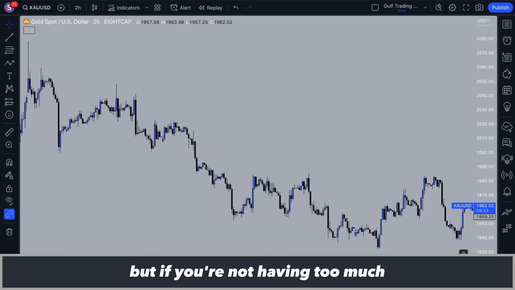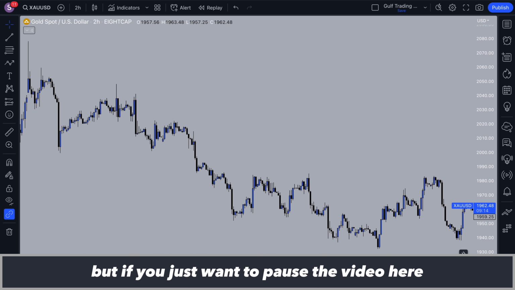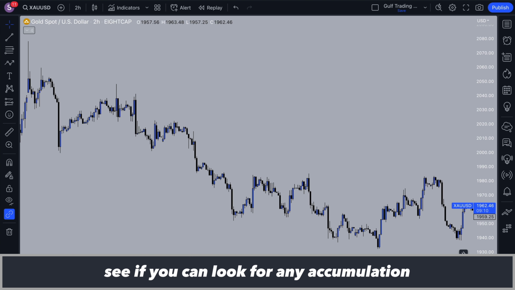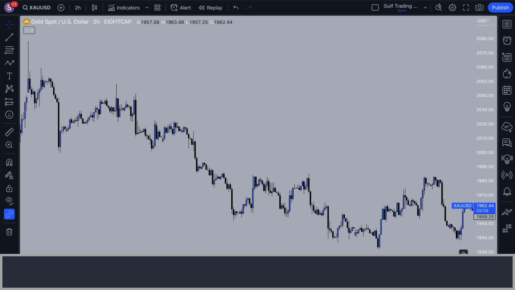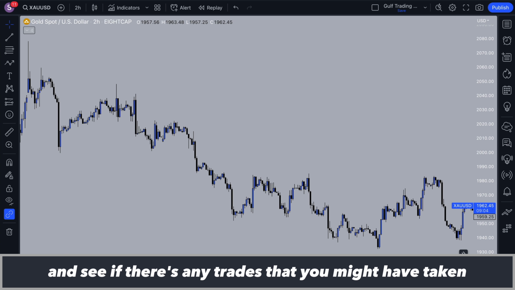But if you're not having too much success with the lower time frames, then maybe check out the higher time frames. But then if you just want to pause the video here and take a look at this chart, analyze it a bit, see if you can look for any accumulation, manipulation, distribution phases, and see if there's any trades that you might have taken.